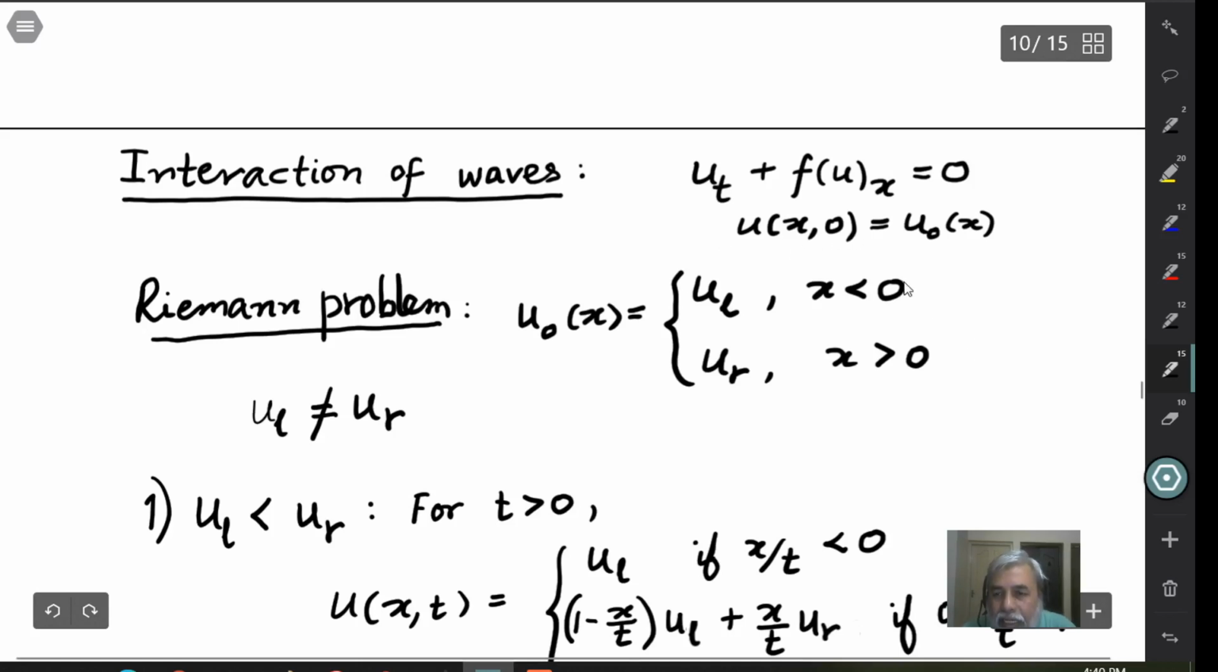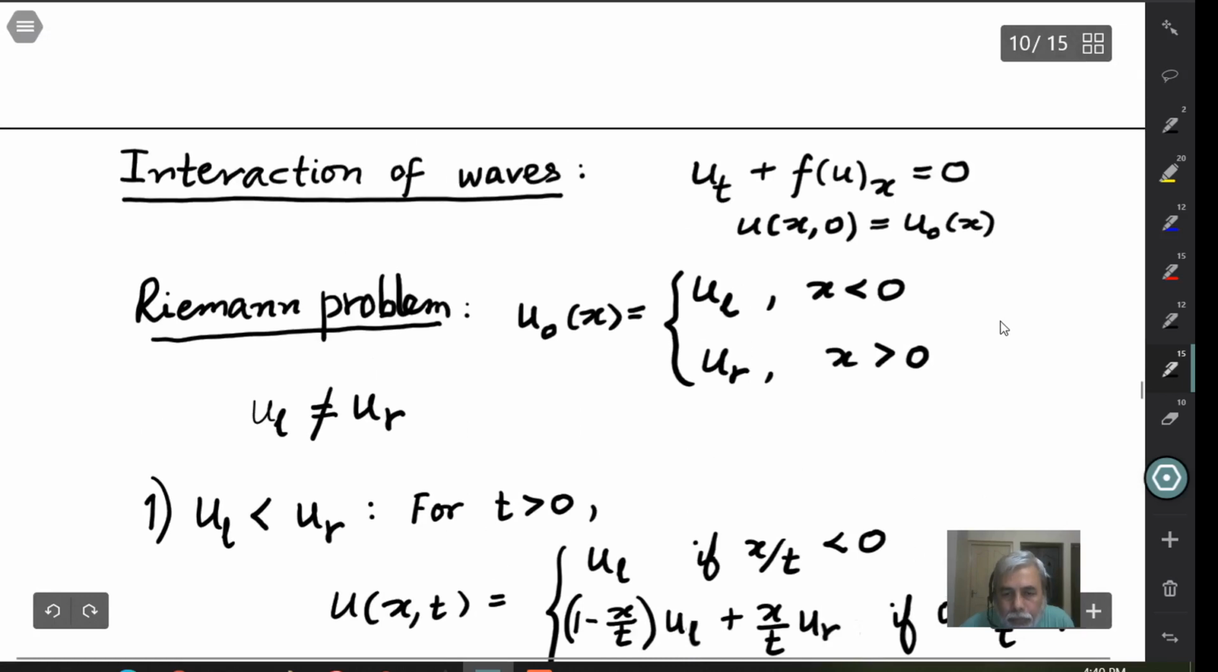If the initial condition is given by just two constants, ul for x less than 0 and ur for x greater than 0, such a problem is called a Riemann problem. Obviously ul is not equal to ur, because if ul equals ur, then it's just a constant and the constant is the only solution.